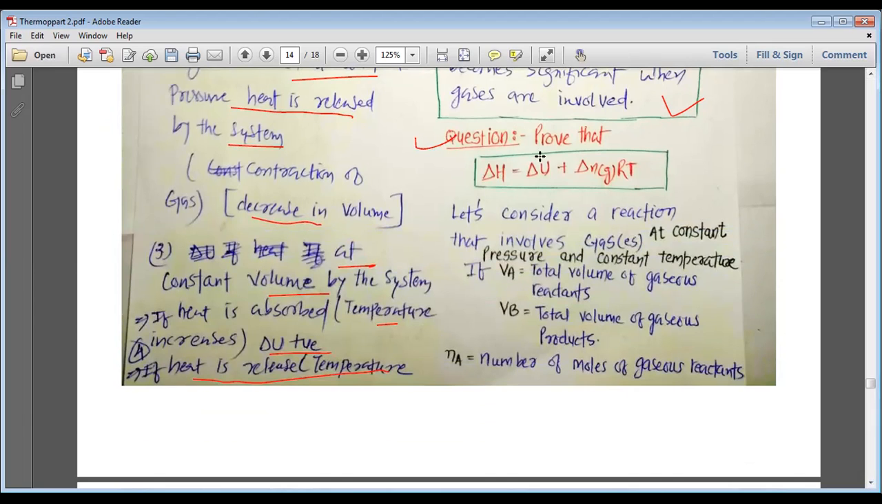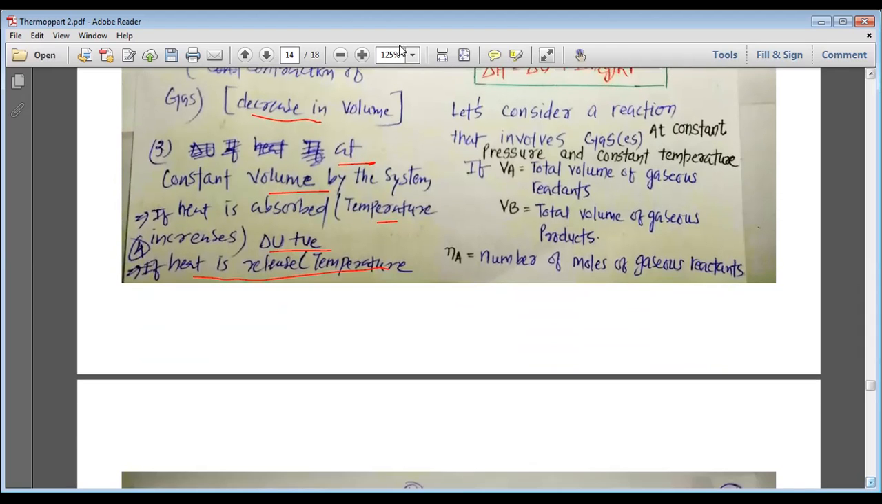Now, my dear students, we want to understand the next question. The next question says: prove that delta H is equal to delta U plus delta n gas RT. Remember that the new term delta n gas is also a very important term to understand. Let's move forward. Let's consider a reaction that involves gas or gases at constant pressure and constant temperature. We are keeping the pressure constant, and we want to keep the temperature constant too.